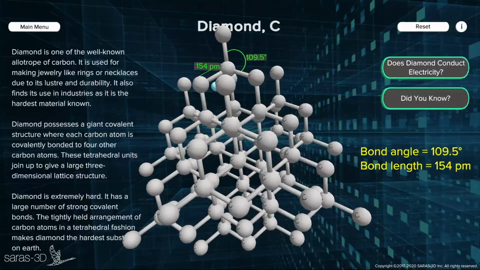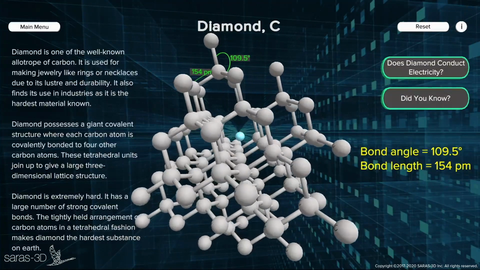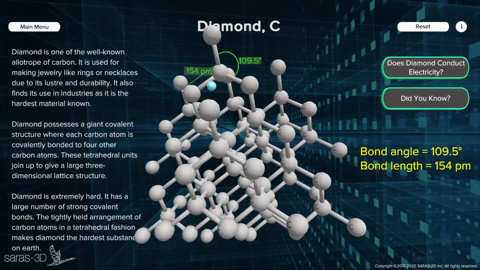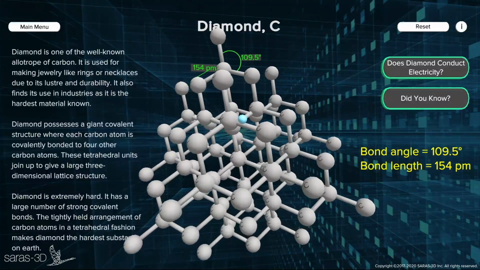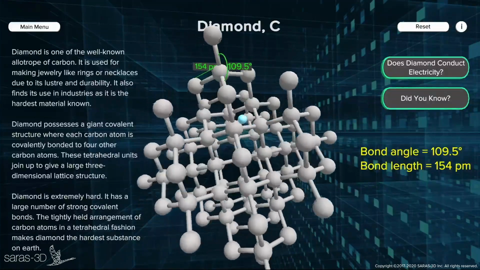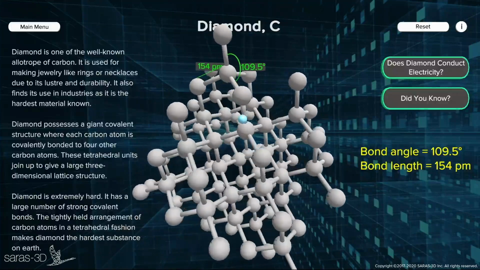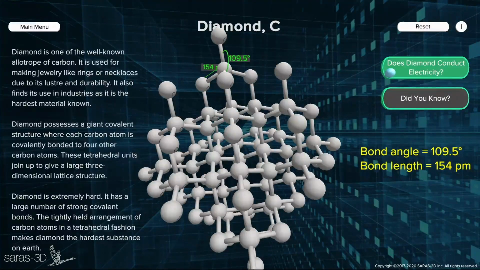Have you ever wondered why diamond is the hardest material known? That is, why it is extremely hard? It is because it has a large number of strong covalent bonds. This tightly held arrangement of atoms in a tetrahedral manner makes diamond the hardest substance on Earth. Now, let us see if diamond can conduct electricity or not.